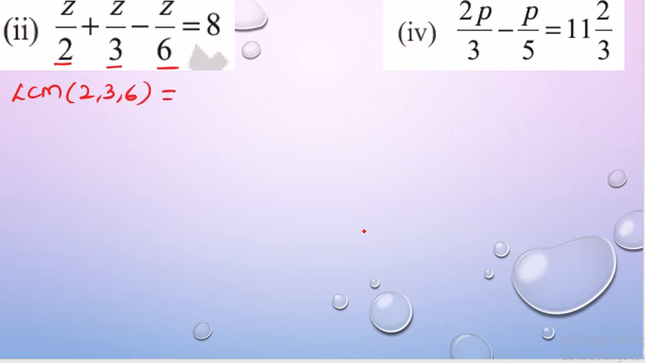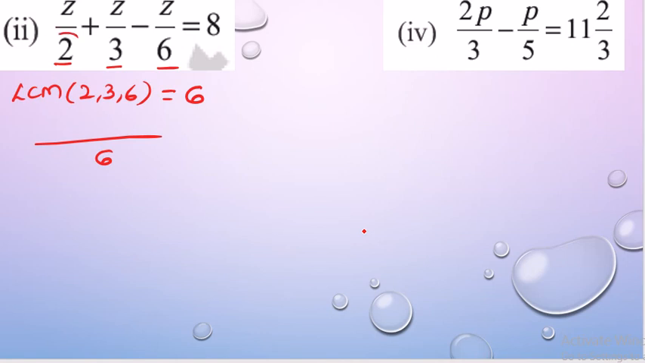So what is the LCM of 2, 3 and 6? It is nothing but 6 itself, right? So 6 is the LCM. Now here we are having three terms, right? So three fractions are there, so we cannot directly make use of the cross multiplication concept. So here we need to take them individually.